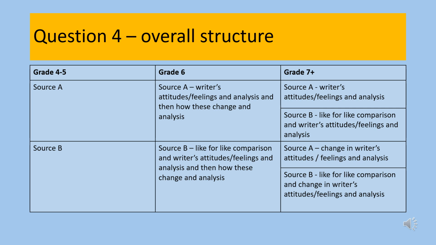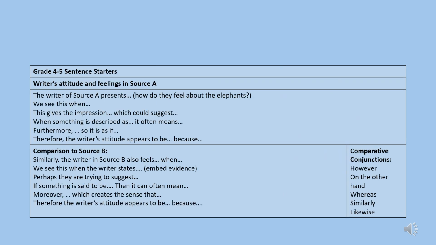In grade 7, you can see how it moves between source A, source B, source A, source B, talking about writer's attitudes, feelings and analysis, then the like-for-like in source B, then a change in the writer's attitudes or feelings and analysis, and then the source B like-for-like comparison. We have discussed this in lesson, so this will be familiar to you. Here is an example of the sentence starters that we've suggested you use for question 4, including some of the comparative conjunctions.